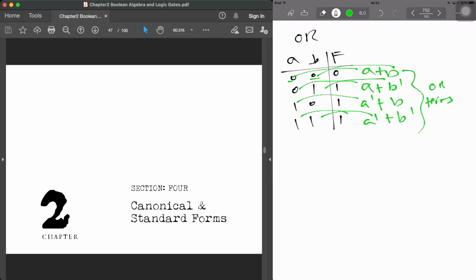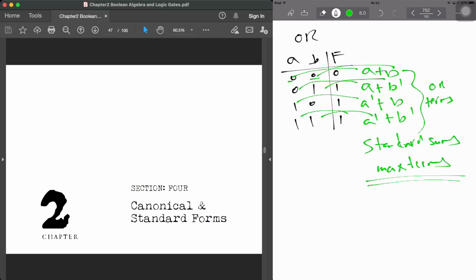And we call it standard sums, or we call it max terms. Okay, so this is how we are representing this as standard forms.